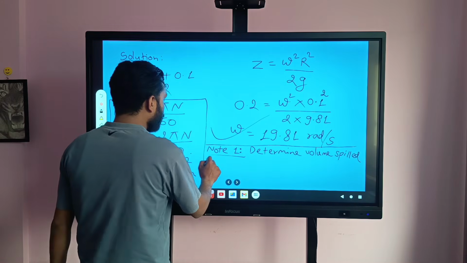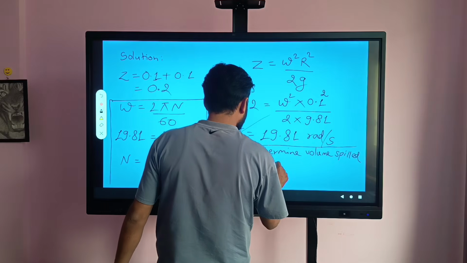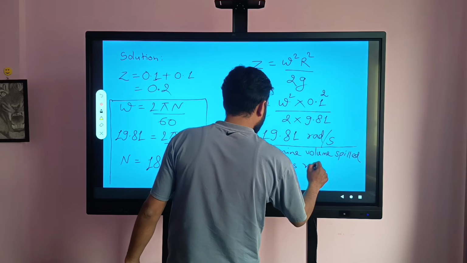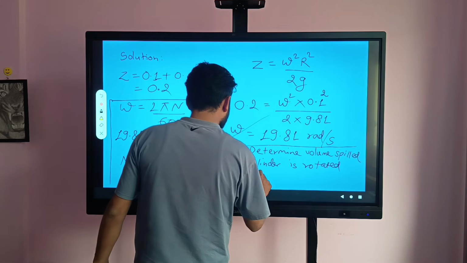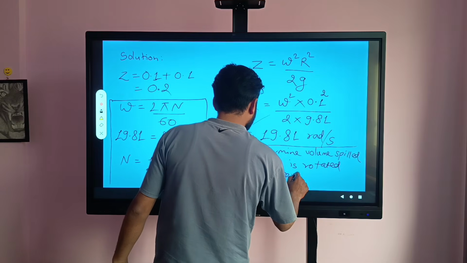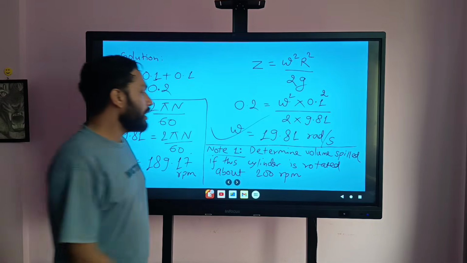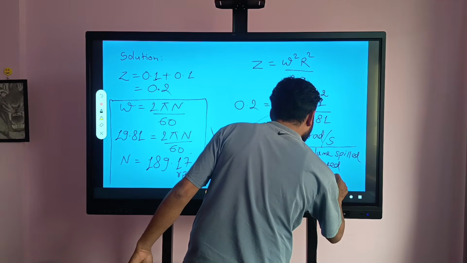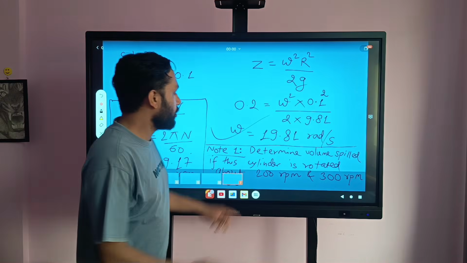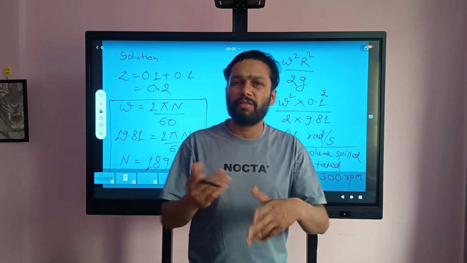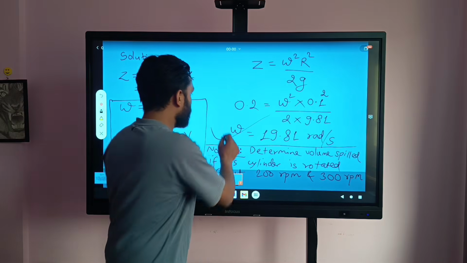Determine the volume spilled if this cylinder is rotated about 200 rpm. So what will happen if it rotates about 200 rpm? This is the homework for you: 200 and 300 rpm, both two cases. Do these two cases, and you can write the answer in the comment section, and you can post the solution also. No problem, I'll check that one.